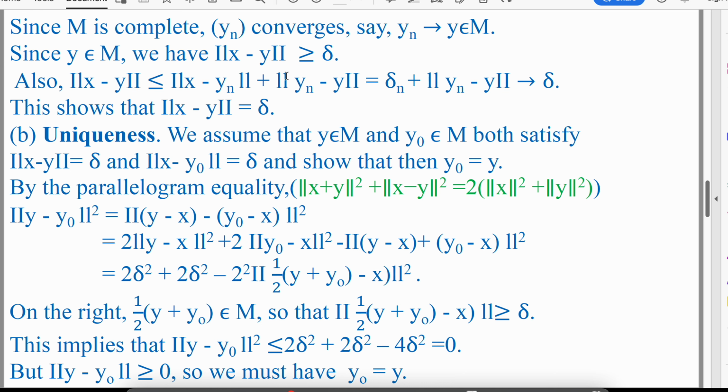Because here we have shown that norm x minus y is greater than or equal to delta, and here we have shown norm x minus y is less than or equal to delta. So by these two inequalities, norm x minus y is equal to delta.